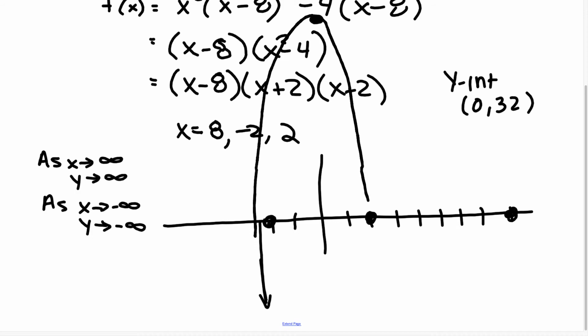Remember, 2 has a multiplicity that's odd, so it's going to cross the axis right there. And then I'm going to have to make like a quick turn right here. Also multiplicity of 1, so it's going to cross the axis. And isn't my right side supposed to end with rise?